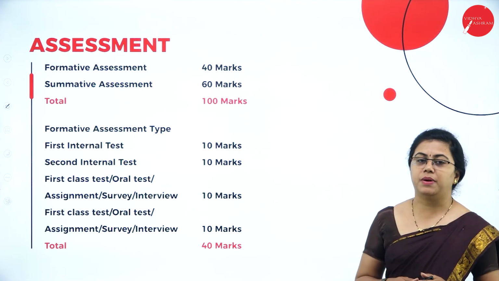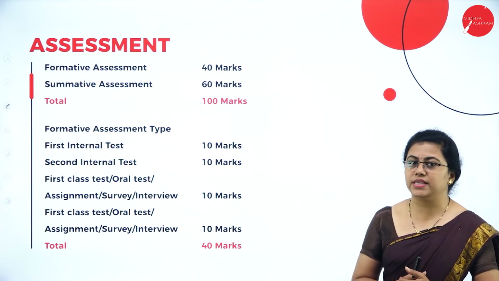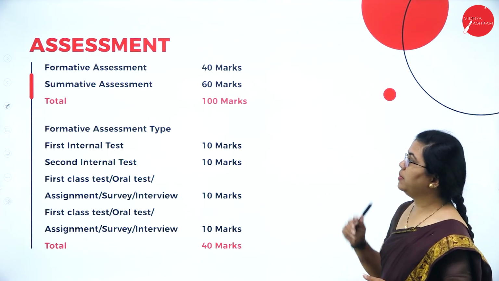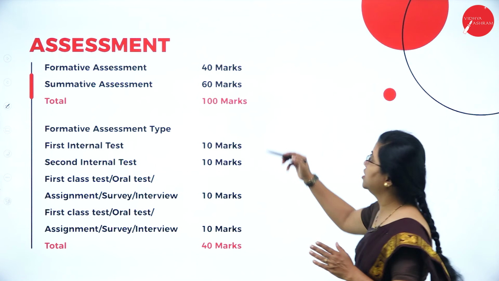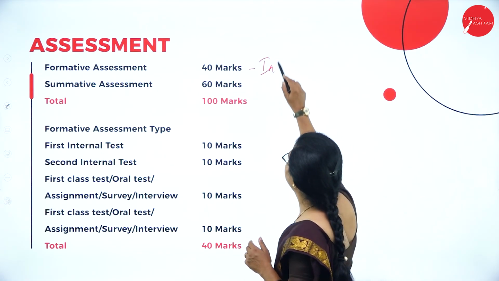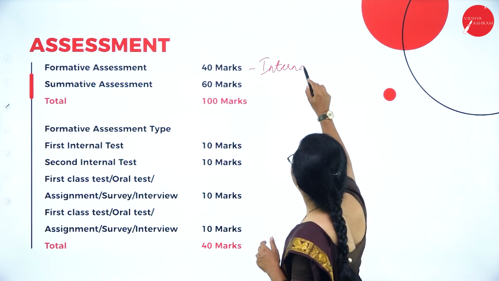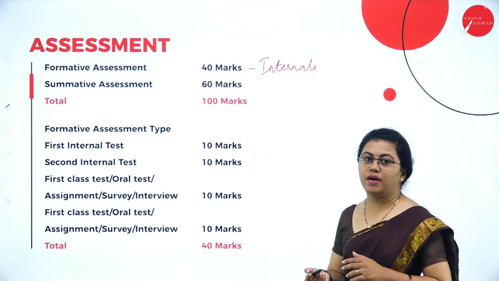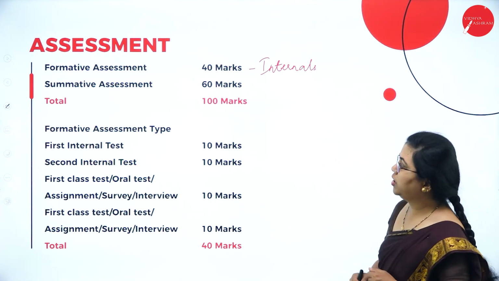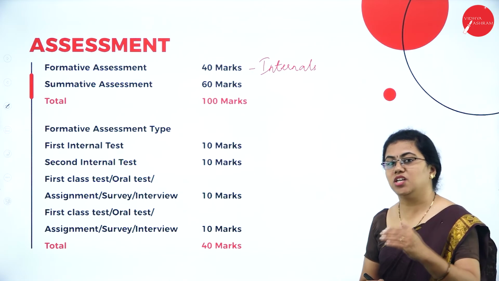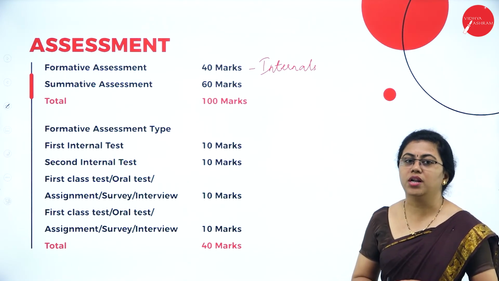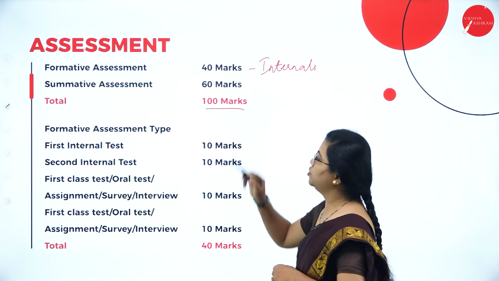Coming to the assessment part, this is similar to the previous year's assessment only. You have formative assessment, that is the internals part. This will be the internals part, the green book, blue book and all, and also the presentation part, whatever you have. All that will be there for 40 marks, and summative assessment, that is the term end exam, will be for 60 marks, and altogether it will come to 100 marks.